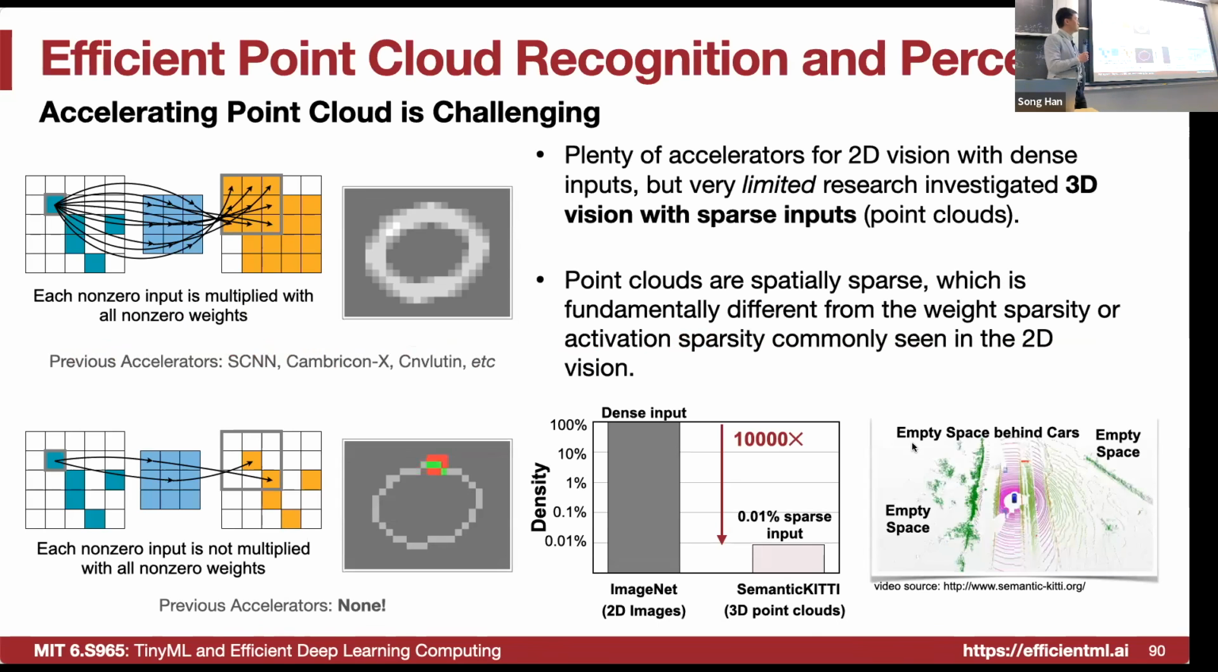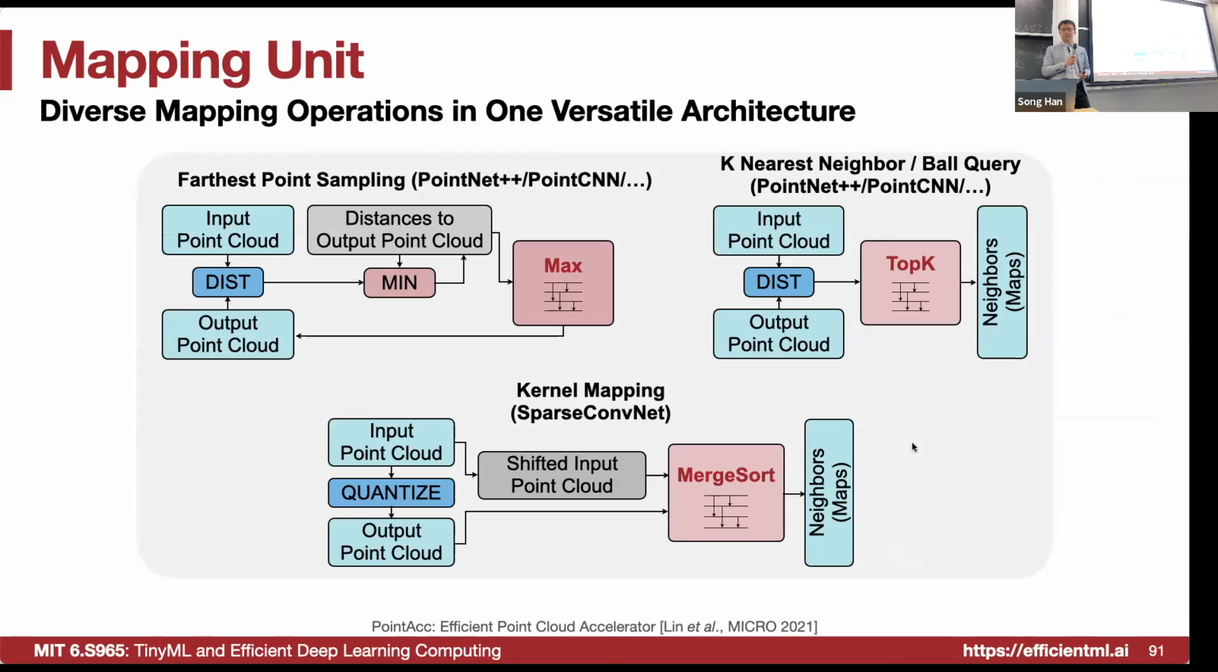And finally, hardware support. Accelerating point cloud is pretty challenging. There are plenty of accelerators for 2D vision, 2D scenes with dense inputs or sparse pruned weights, but very limited research investigating 3D vision with sparse inputs, which is fundamentally different. The sparsity is fundamentally different from pruning and from the ReLU function. Point cloud is very spatially sparse and quite different from the existing sparsities. The sparsity pattern is also forced to be the same as the input, which is another constraint.